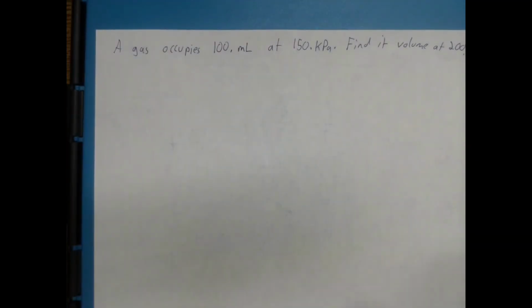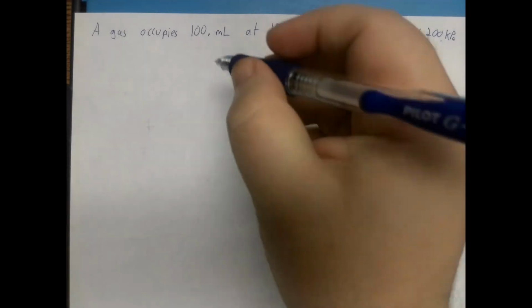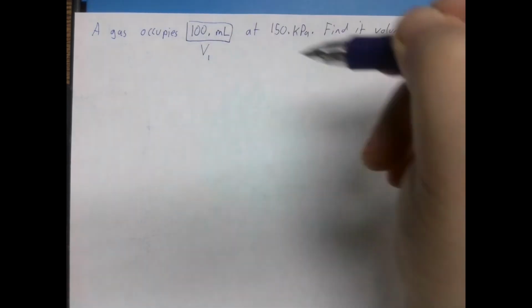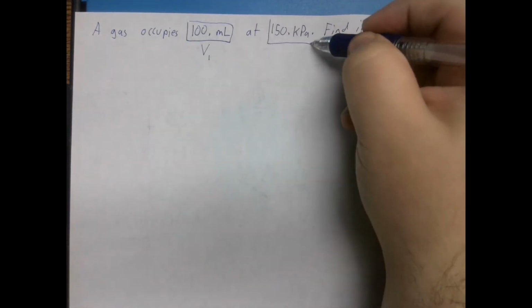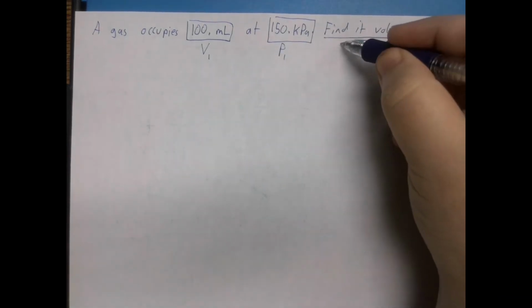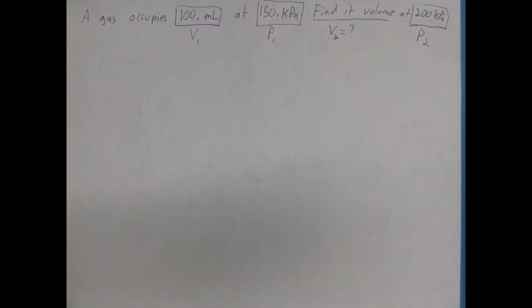Let's go through these. So a gas occupies 100 milliliters at 150 kilopascals. Find its volume at 200 kilopascals. So again, a milliliter is a unit of volume. This is the initial volume. Kilopascal is a unit of pressure. So that'd be the initial pressure. We're trying to solve for final volume at a final pressure of 200 kilopascals.